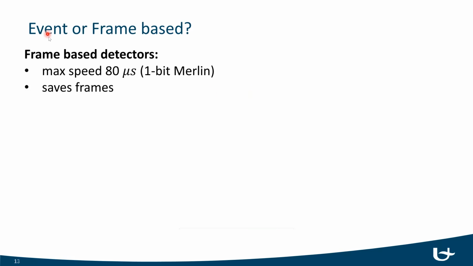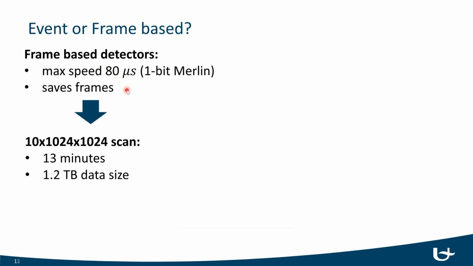So let's take as an example a 1-bit Merlin camera, which seems to have, and don't pin me to this number, but let's say it has a maximum speed of 80 microseconds, and you save the frames. So let's say now we want to do 10 times a 1K by 1K scan. That would take 13 minutes to record because of the maximum frame speed, and it would produce 1.2 terabytes of data.